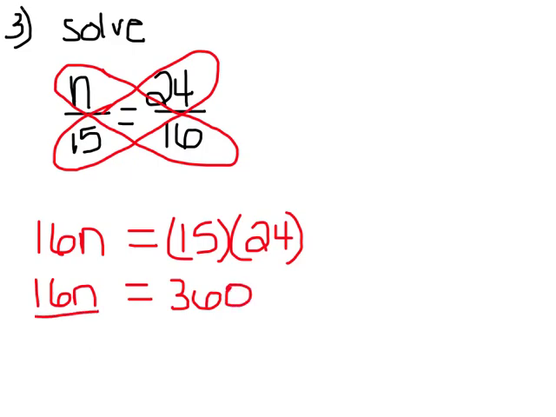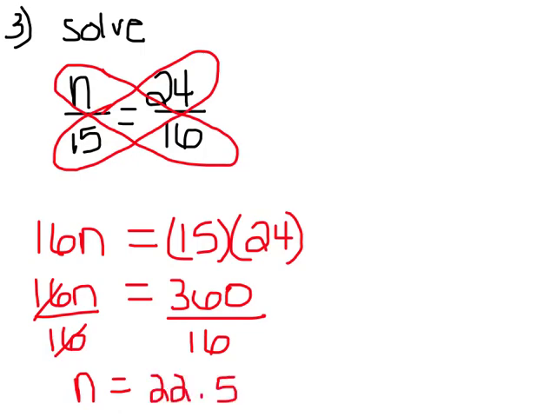And now we can solve our equation by dividing by 16. The 16's cross off, and we have n equals 360 divided by 16, which gives us 22.5.